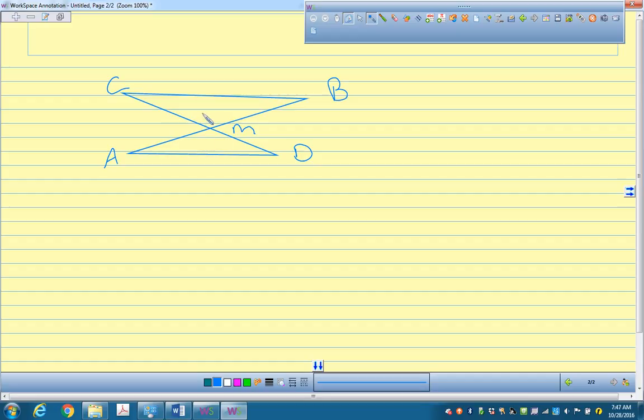And I think I put an M in the middle. There. Okay. And I'm going to tell you that this piece is congruent to this piece. And this is parallel. Remember those little angly brackets mean parallel. And then I'm going to ask you, is AD congruent to BC? Is AD congruent to BC?